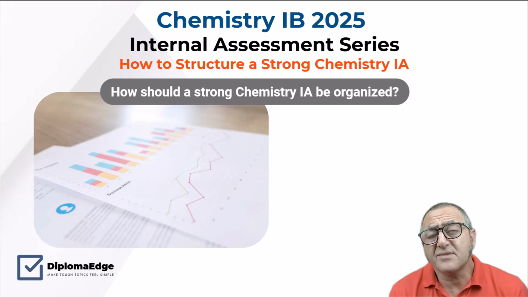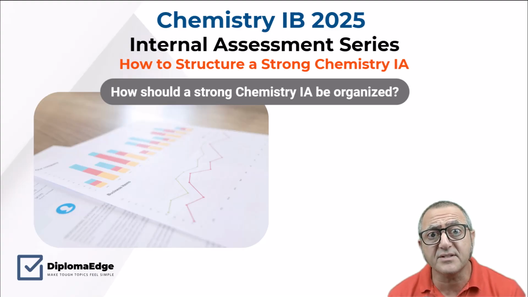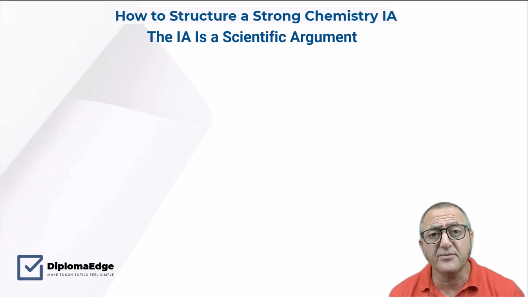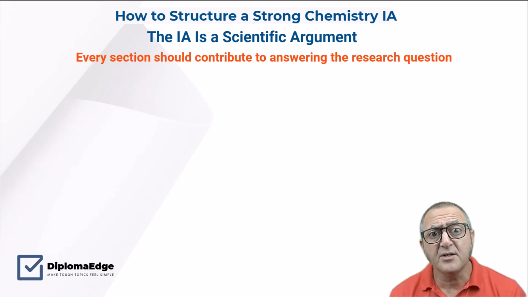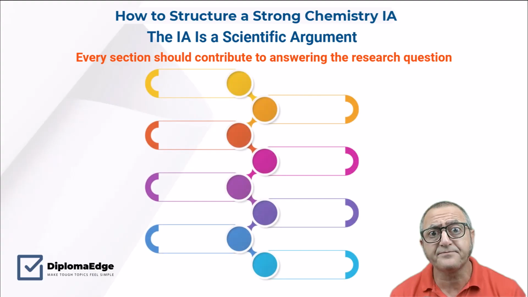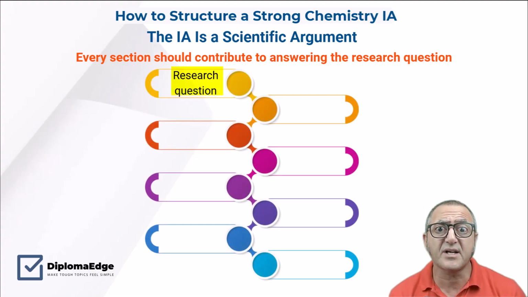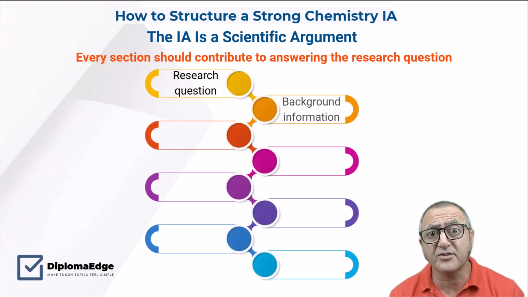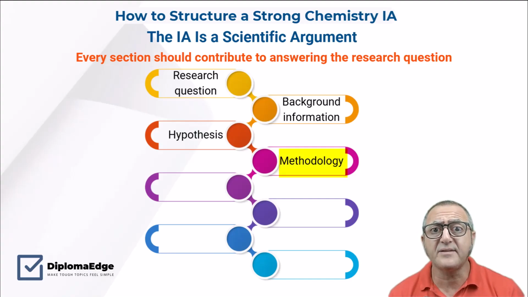The first thing that we have to think about is that an internal assessment is a scientific argument, and therefore it has to follow somehow the scientific method. You start with a research question. You are going to do some research and get some background information about the topic for you to be able to formulate a hypothesis that is justified with the information. Then you're going to design a methodology. You're going to collect data.